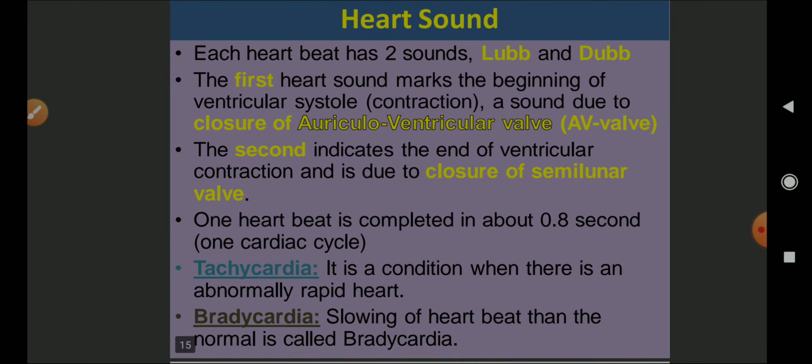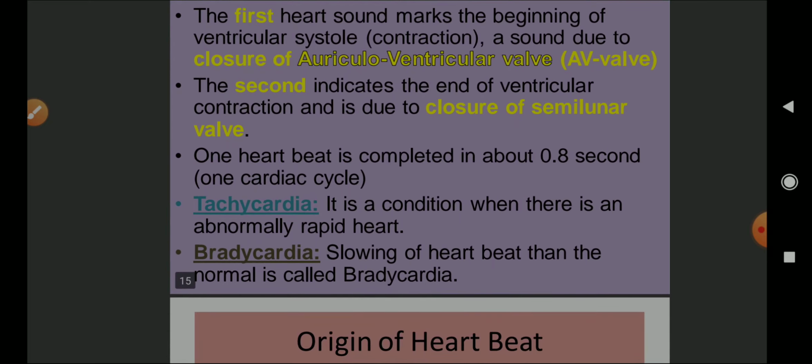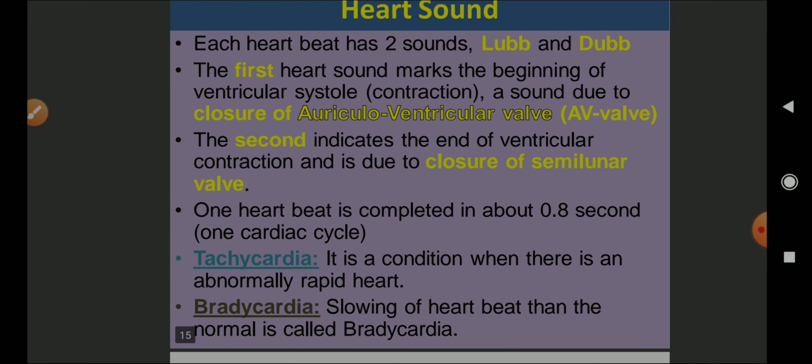Heart sounds. Each heartbeat has two sounds, lub and dub. The first sound takes place by the contraction of ventricles and due to closure of AV valves. The second sound, dub, takes place due to the closure of semilunar valves during joint diastole. One heartbeat, that is one cardiac cycle, is completed in about 0.8 seconds. Tachycardia and bradycardia are conditions where abnormally rapid heartbeat and slow heartbeat are seen. In tachycardia, the heartbeat is fast, and in bradycardia, the heartbeat is slow.